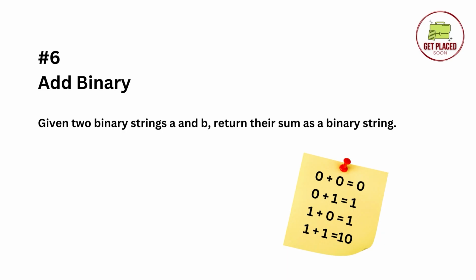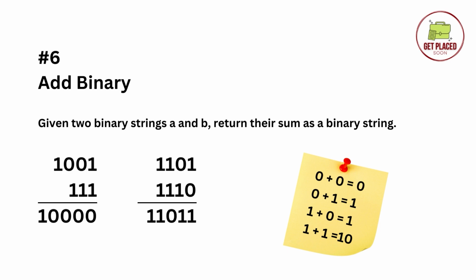We are given two binary strings A and B. Binary strings means strings which consist of binary digits, be it 0 or 1. Now we are supposed to perform their addition and return their sum as a binary string. So after calculating the sum, we are supposed to return the answer in the binary string format itself. Now getting back to the basics, how to do this: 1001 plus 111, how do you get 10000?